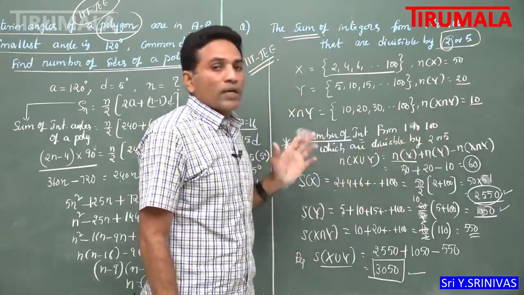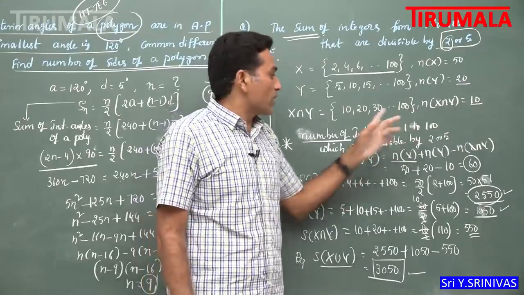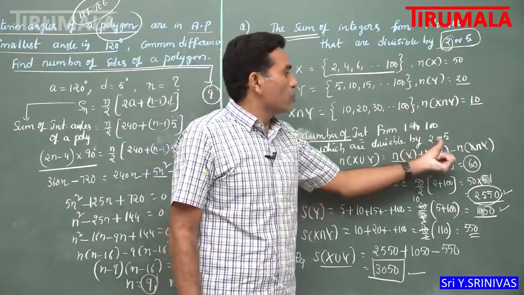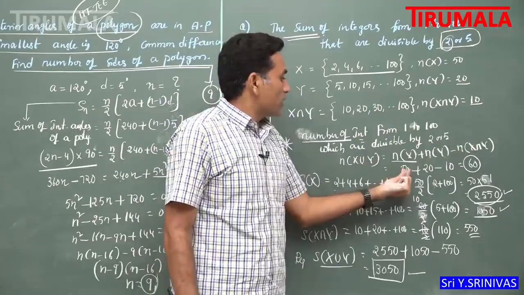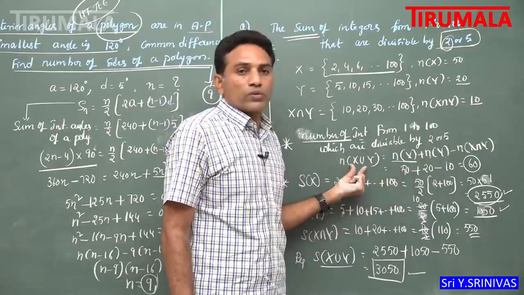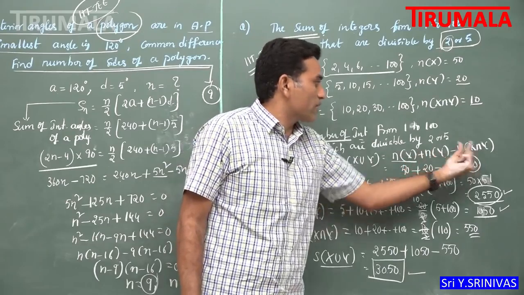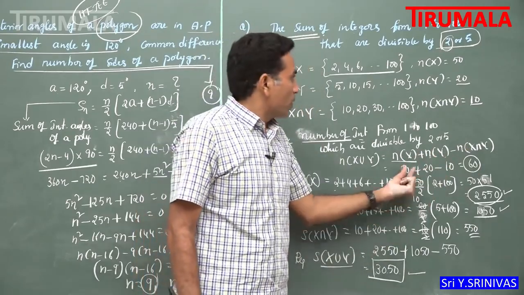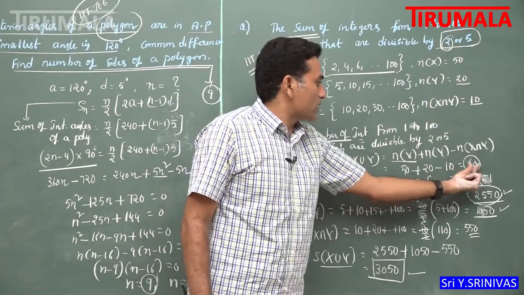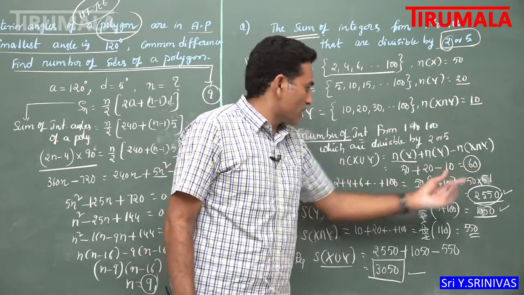The first question, the number of integers from 1 to 100 which are divisible by 2 or 5, by the inclusion exclusion principle, n of A union B equals n of A plus n of B minus n of A intersection B. 50 plus 20 minus 10 is 60.